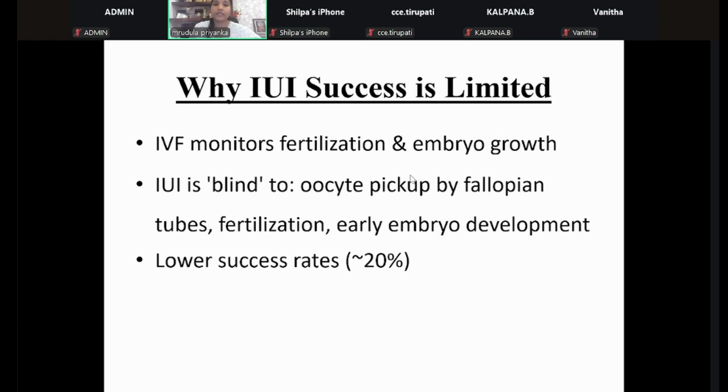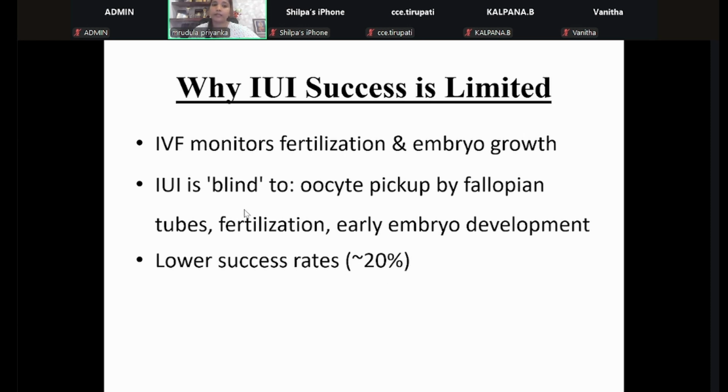Then this question will be asked by most of our patients, and you'll also have the same doubt: why is the IUI success limited? Since its inception, IUI has had almost the same success rate, whereas IVF success rates have improved to almost 60%. The IUI success rate is around 20% at maximum. It is 15 to 18% in most of the centers.